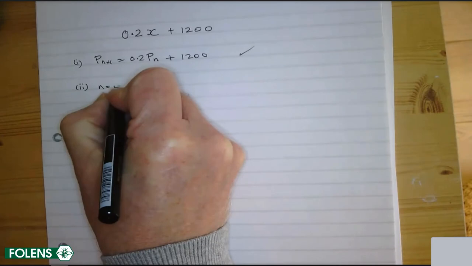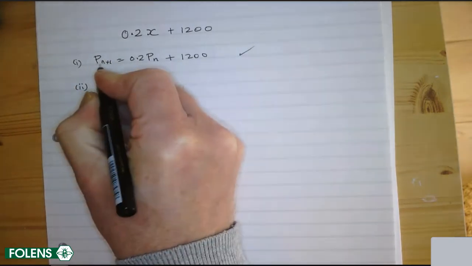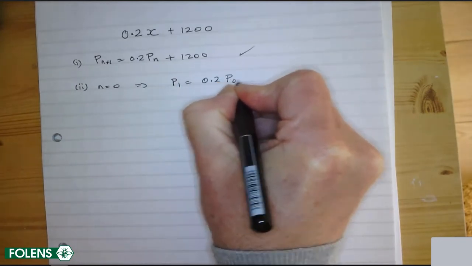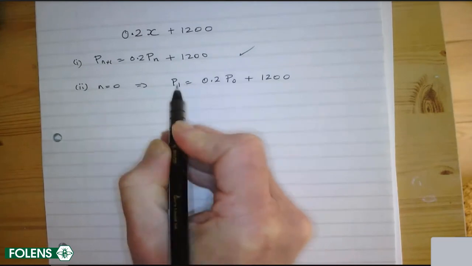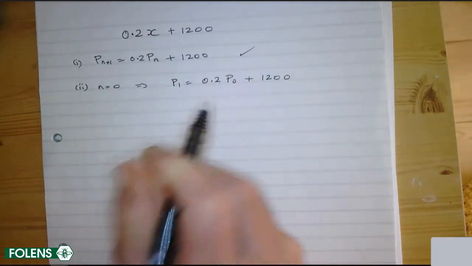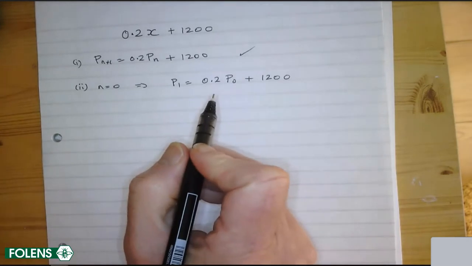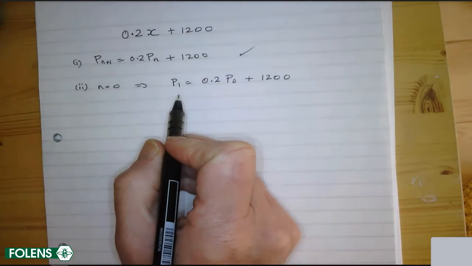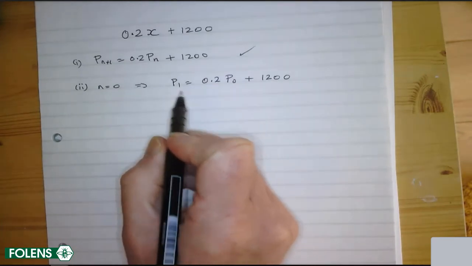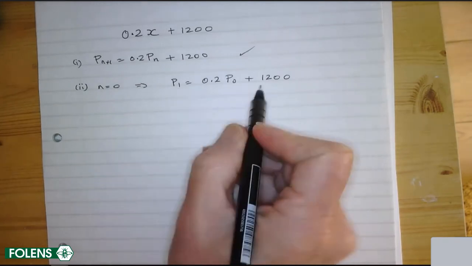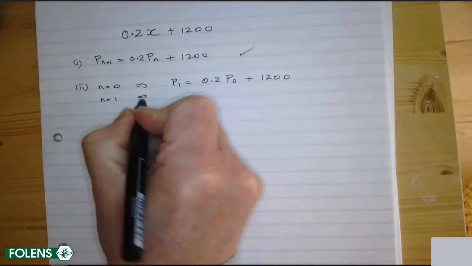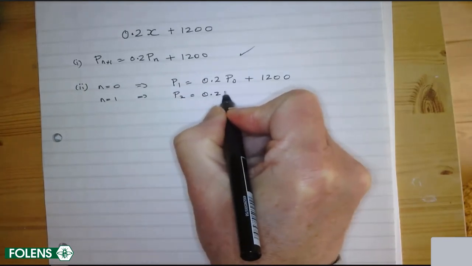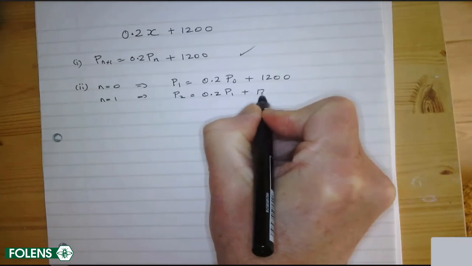So if I let n be 0, I get P0+1, that's P1, is equal to 0.2 P0 plus 1,200. This means P0 represents year zero, the start of the operation when there are 500 fish in the river. And P1 will be how many fish in the river the next year. So P0 is year zero. That's fine. Now we let n be 1, and we get, looking at our difference equation above, P2 is equal to 0.2 times P1 plus 1,200.